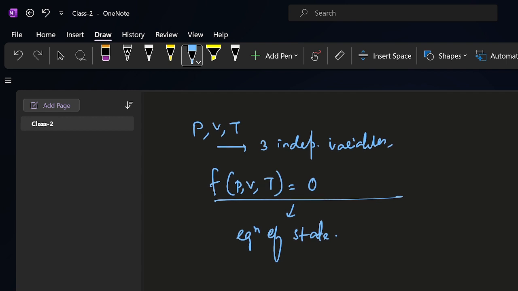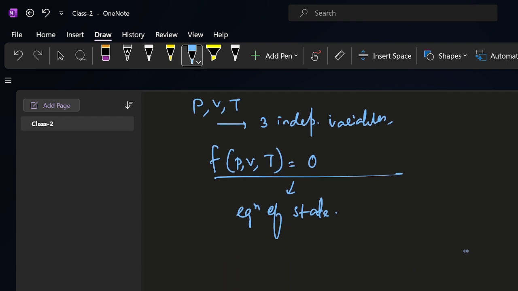So they clearly also follow this relation as well. Just by following the example of x, y and z, you can also write the derivatives involving these three parameters in the same manner. That means you can write del p del v at t constant, del v del t at p constant, del t del p at v constant equal to minus 1, just like that.